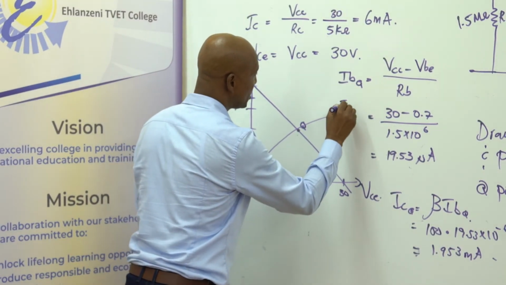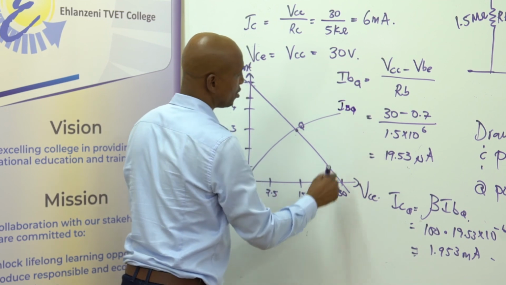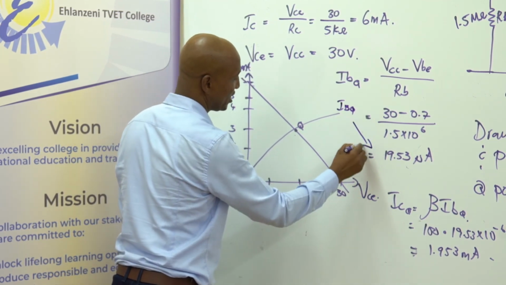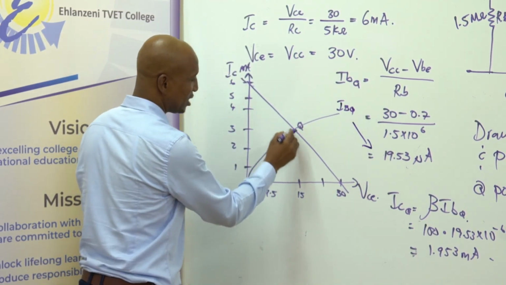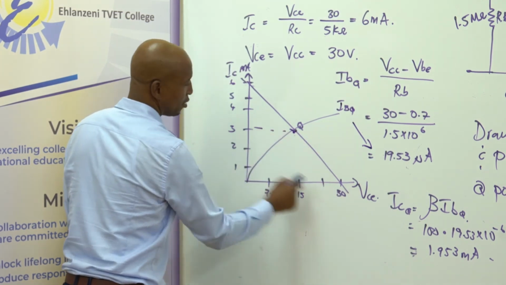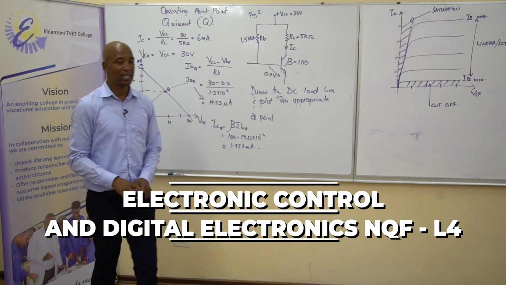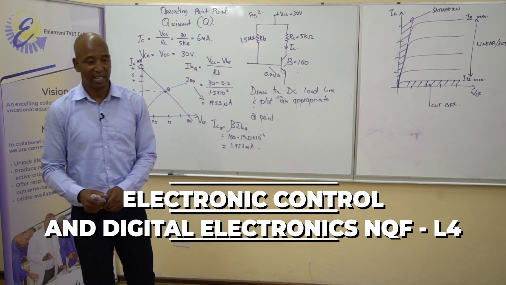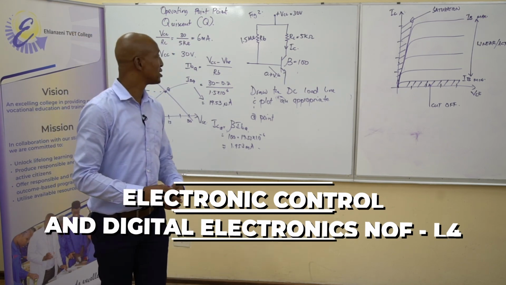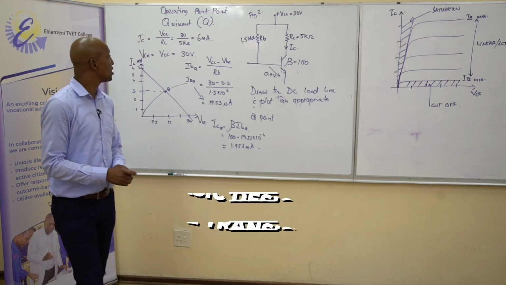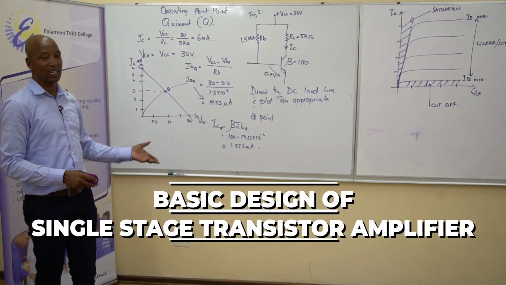So, that being said, we have IBQ, which is there. We have ICQ, which is there. So in that way, you are able to plot and draw your DC load line. We have more examples, but for this lesson today, we shall take it to this end.